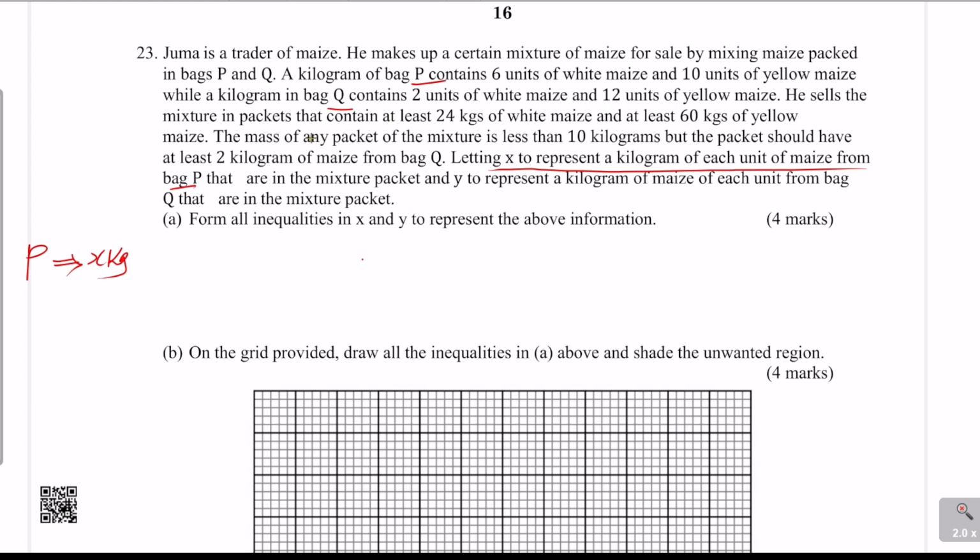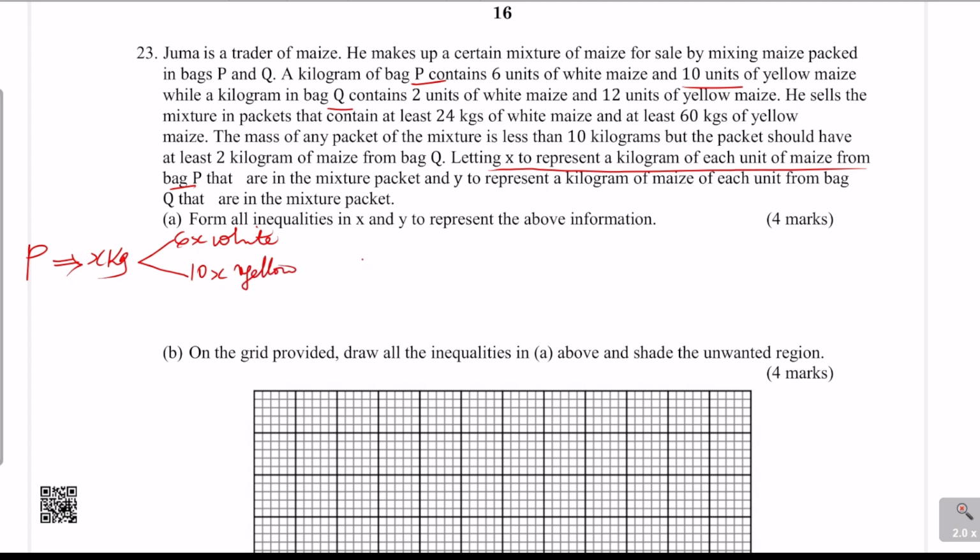So in bag P, we have how many units? We have 6 units of white maize. If 1 unit has X kilograms, what about 6 units? I'm going to branch this one into white and yellow. So 6 units of white maize will be 6 multiplied by X, that is 6X. That is for the white. Then for the yellow, we have 10 units. Remember, kilograms of each unit is X, so this will be 10X.